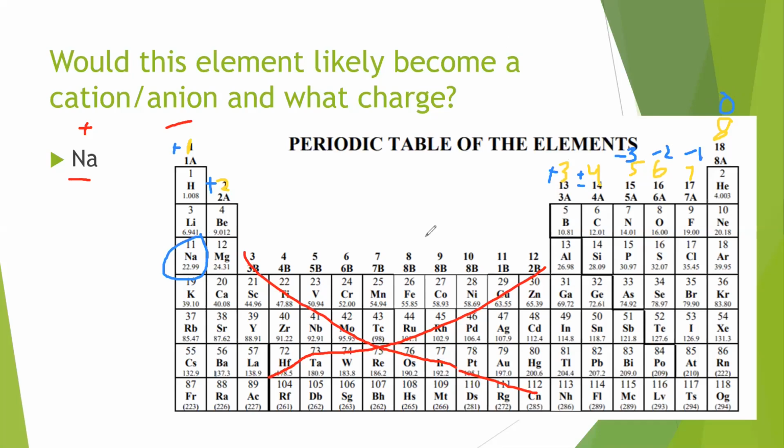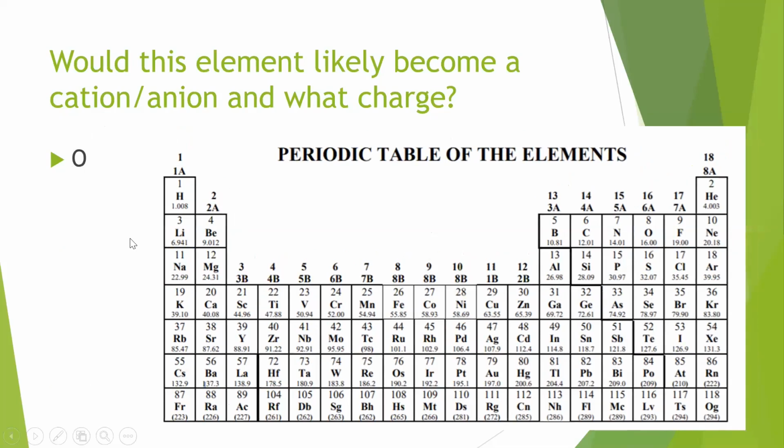So the charge would be like +1, +2, +3, +4, -1, -2, or -3. Like everyone said, it is indeed a cation. And the charge is +1. It will become a cation because it's easier to lose 1. So that was that. We have 4 more of these to do.